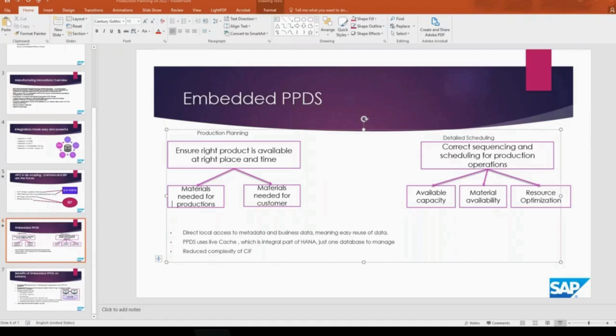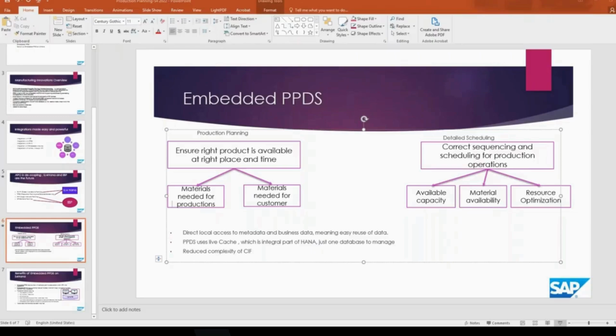Okay. Benefit of embedded PPDS: direct access or local access to metadata and business data like master data and transactional data, meaning easy reuse of data. You don't need a SIF. Secondary thing, PPDS uses live cache, which is an integral part of S4HANA. Just one database to manage and reduced complexity of SIF.